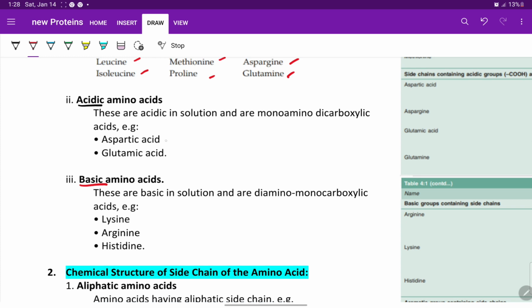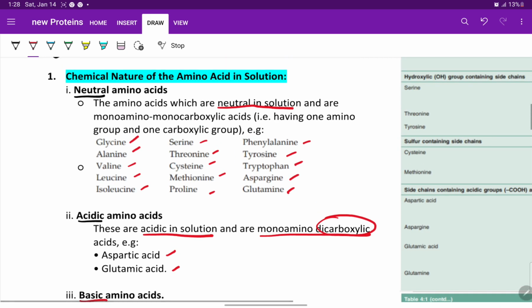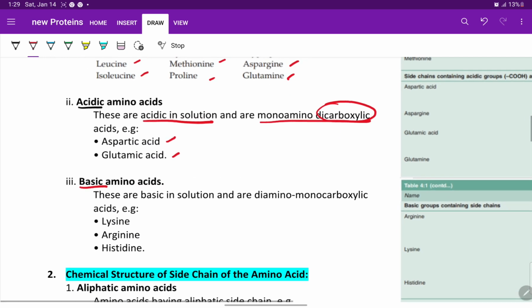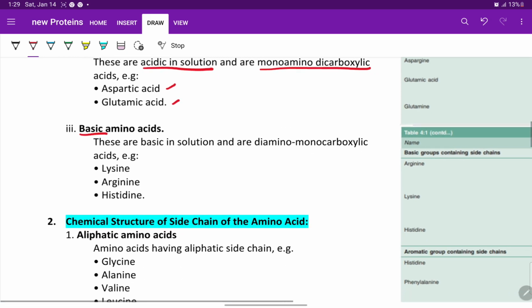The acidic amino acids are aspartate and glutamic acid. These form acidic solutions, and they are monoamino dicarboxylic acids because they are dicarboxylic. Monoamino monocarboxylic acids are generally neither acidic nor basic. They are neutral, whereas dicarboxylic acids have an extra carboxylic group, so you can call them acidic in nature. You have these two examples, aspartic acid and glutamic acid.